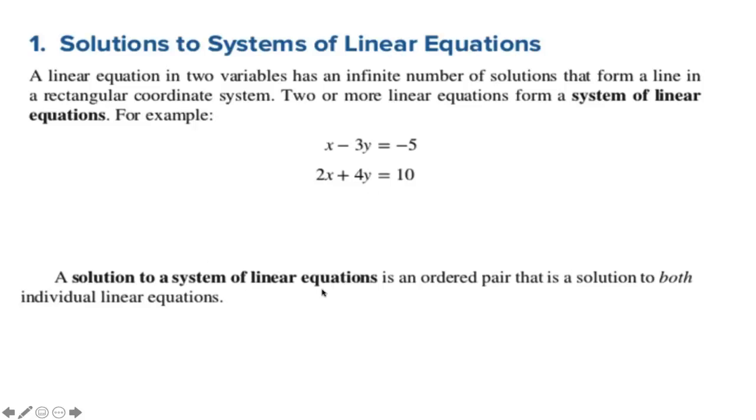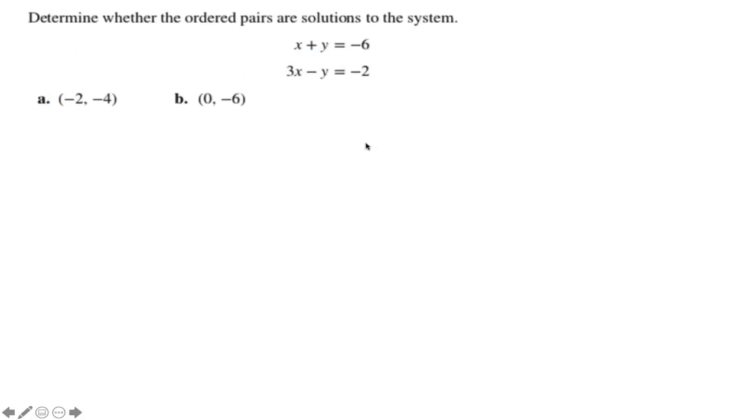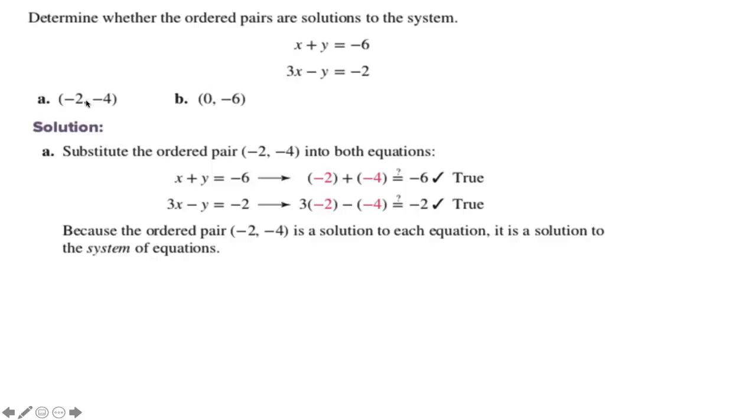A solution to this system of linear equations is an ordered pair (x, y) that satisfies both of the equations. So for example, here's a system of equations. Let's try to see if these are solutions. If I plug -2, -4 into the top line, I get that -6 is equal to -6, so that checks out. If I plug into the bottom line, again -2 is x, y is -4, I get an equality. So both of these are true, and therefore (-2, -4) is a solution to the system of equations.